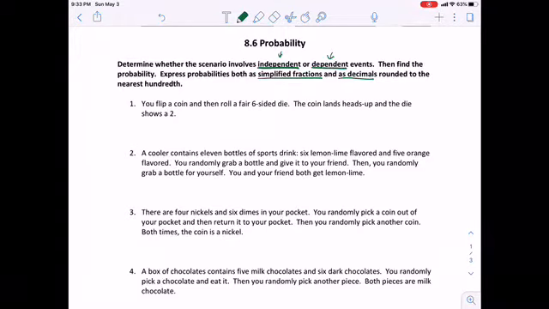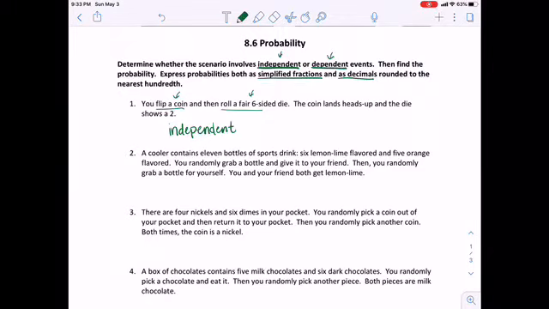So here, I'm flipping a coin and rolling a die. Well, whether that coin lands heads or tails is not going to have any impact whatsoever on what I get when I roll my die, which means that these are independent events. They have no impact on one another.